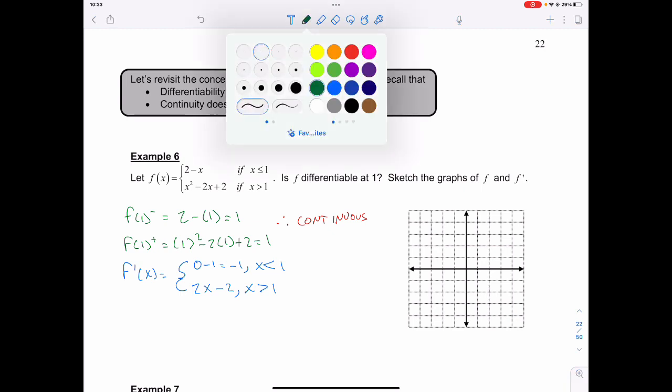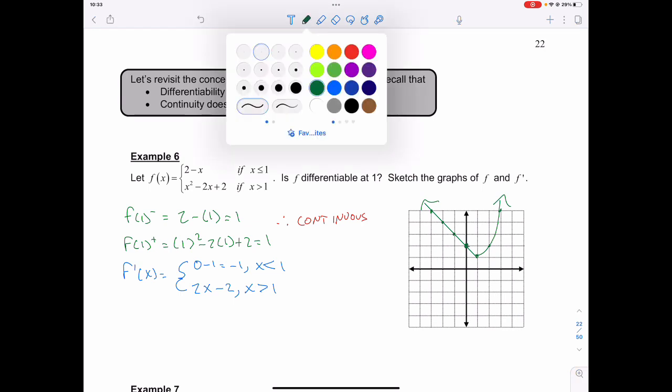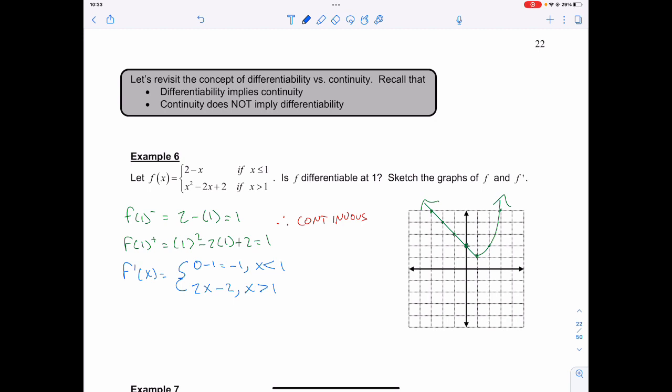So I can graph these out. My original one is just 2 minus x when it's less than or equal to 1. So I'm going to wind up with a linear one that looks like this. And then I'm going to wind up with a quadratic one that looks like this. When I graph my derivative all the way up to 1, my derivative is just negative 1. And then suddenly, at the point of 1, my derivative becomes 2x minus 2, which is going to look like this.